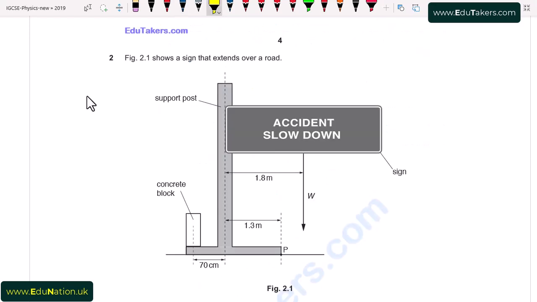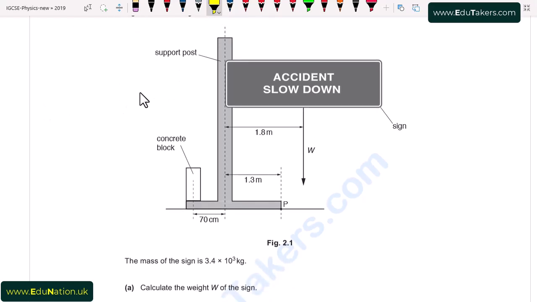Question number 2. Figure 2.1 shows a sign that extends over a road. Here is figure 2.1 and we can see that there is a weight acting in the downward direction, the weight of this sign, and P is the pivot point. The distance from this point to the pivot point is 1.3 meter, while the distance from this point to the weight is 1.8 meter. There is also a concrete block placed on the left hand side and its distance from this is 70 centimeter.